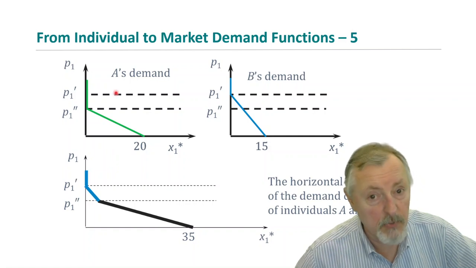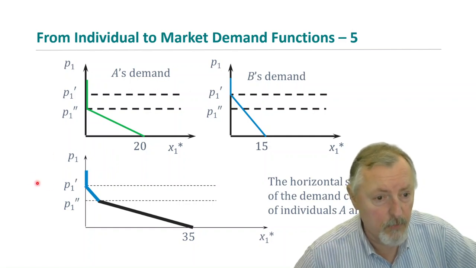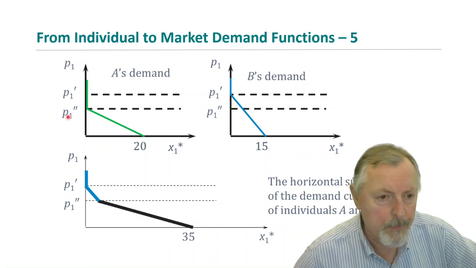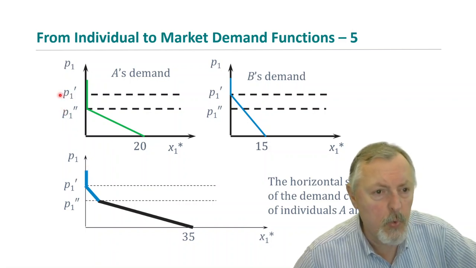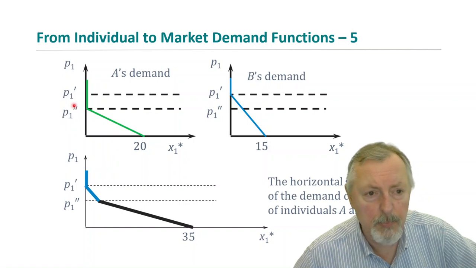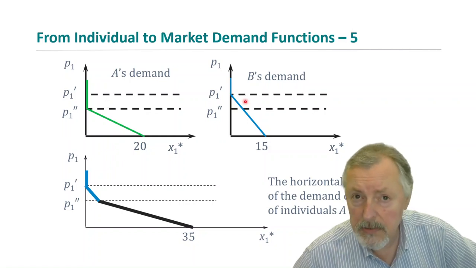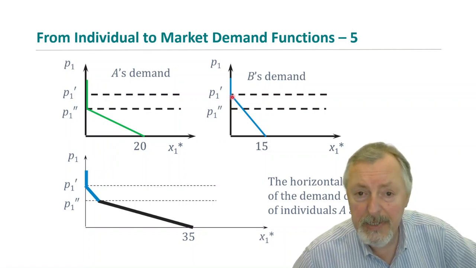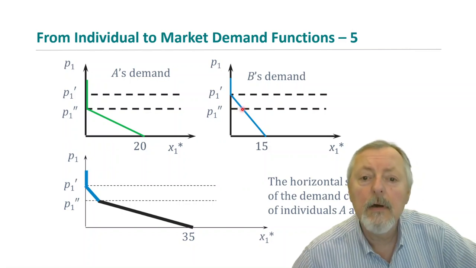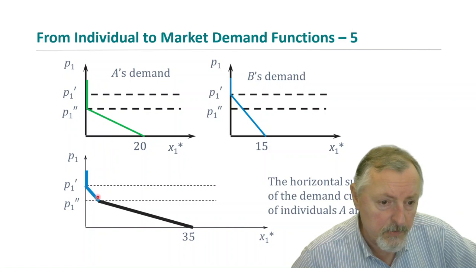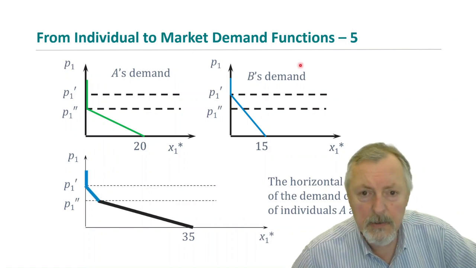Person A will buy zero, person B will buy zero. Therefore, the market demand above that price is zero. Now, what if the price is between P1 prime and P1 double prime, in between these dotted lines? Person A still won't buy any. Person B will buy some. Therefore, person B's demand, this little segment of the blue line, is the entire market demand. And you see it represented there. This is the same as this.